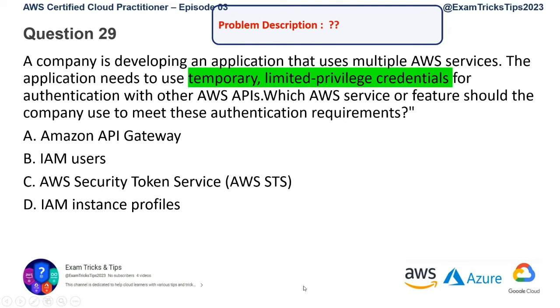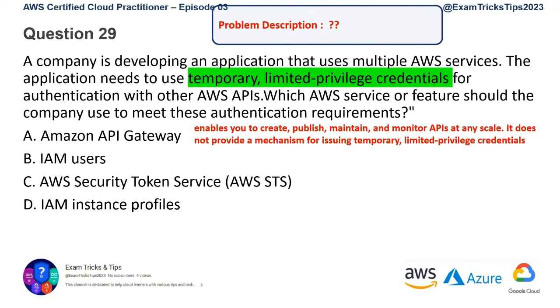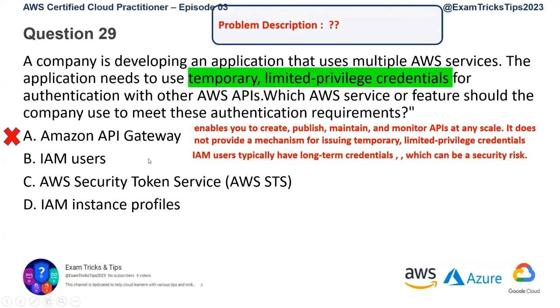Now let's go through each of the options and see what's the correct answer. Amazon API Gateway enables you to create, publish, maintain, and monitor APIs at scale. It is not going to provide you a temporary or limited-privilege credentials mechanism. So according to me, that's not correct. IAM user, again, this is a long-term solution. Basically, if you create IAM users, it's not temporary, and it can be a security risk. So according to me, that's also not a correct answer.